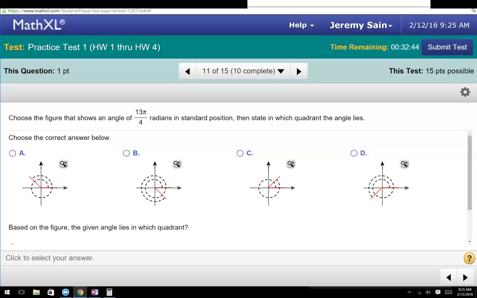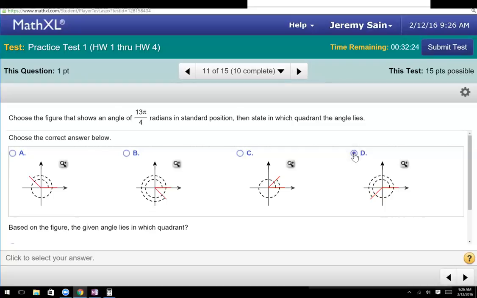Okay, 13 divided by 4 is 3 with a remainder of 1. So to pi is 1, to 2 pi is 2, to pi again is 3, and then 1/4. So I'm down here in quadrant 3. So all the way around is 2 pi, then the half is 3, and then I've got another 1/4 on top of that. So it'll be D.